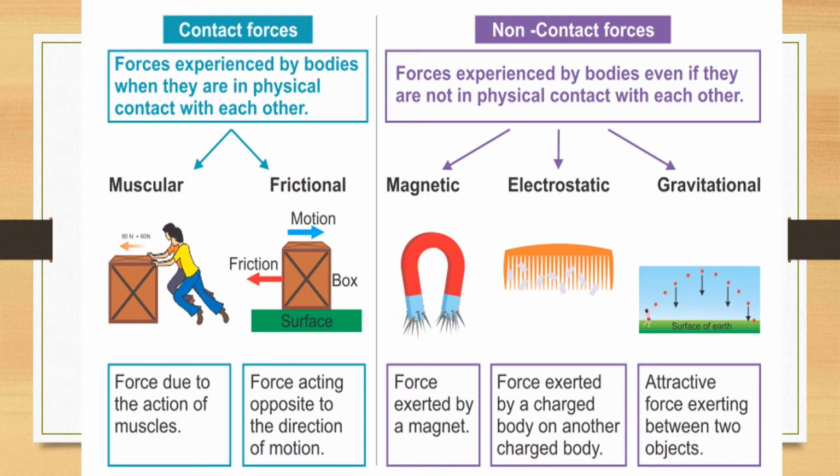Let me show the picture here. Here two boys are pushing the box. It is the force due to the action of muscle, and that's why it is called muscular force. Animals like an ox or a horse pulling the cart is again an example of the muscular force. Then frictional force is the force acting opposite to the direction of the motion. It happens between two objects which are in contact with each other and are in motion.